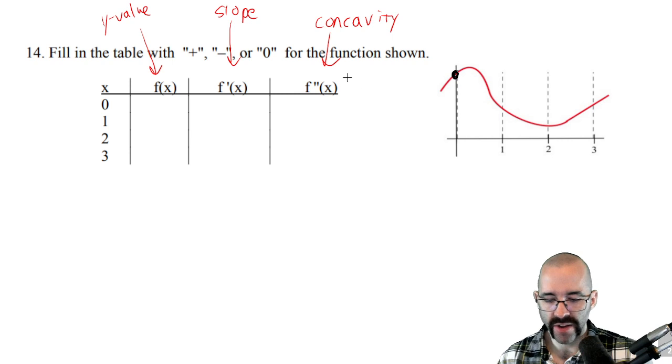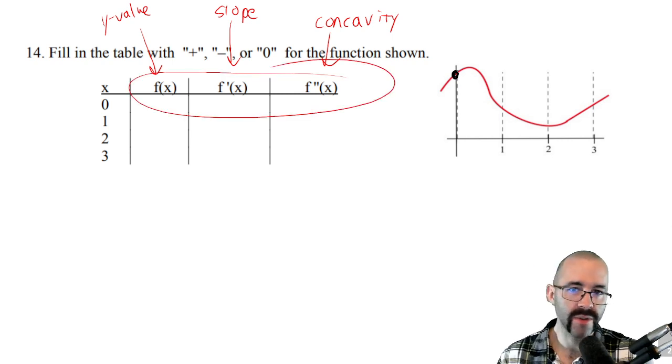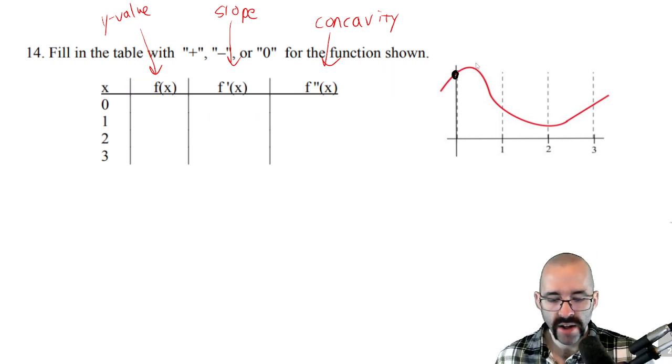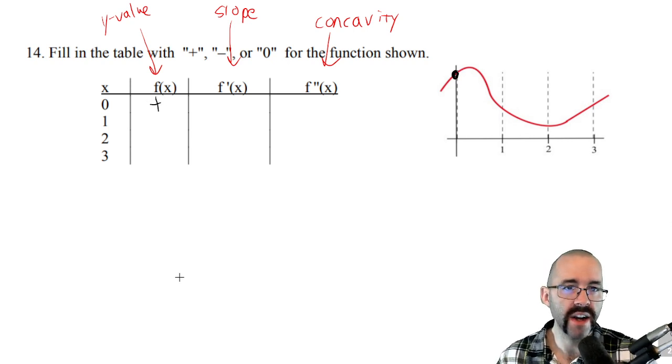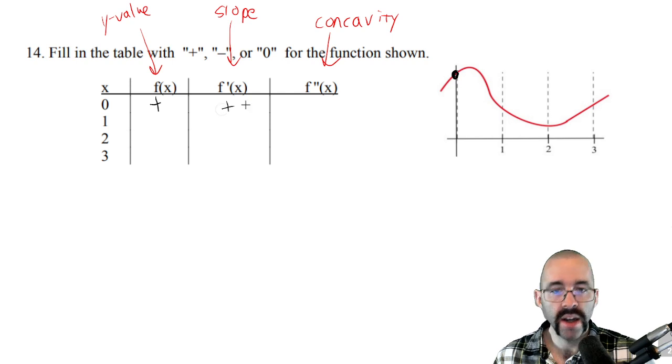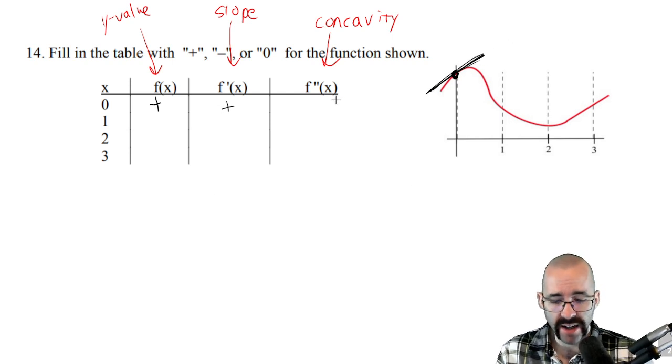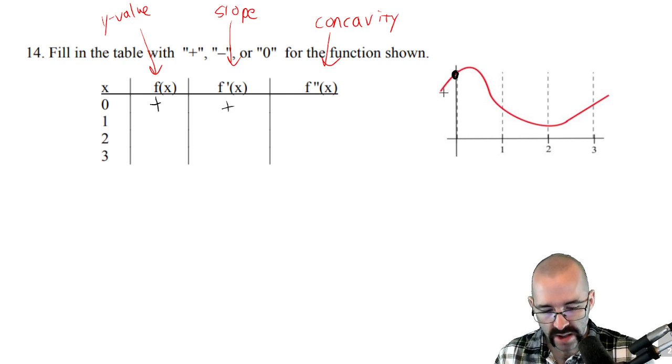But these are our 3 functions that we really care about. So the y value at this black point is positive. The slope is also positive, right? We're increasing from left to right. If we draw a tangent line, it has positive slope. From left to right, as we go through this point, we're going up.